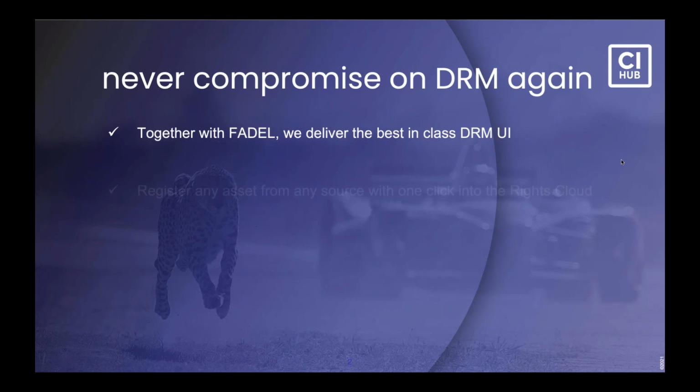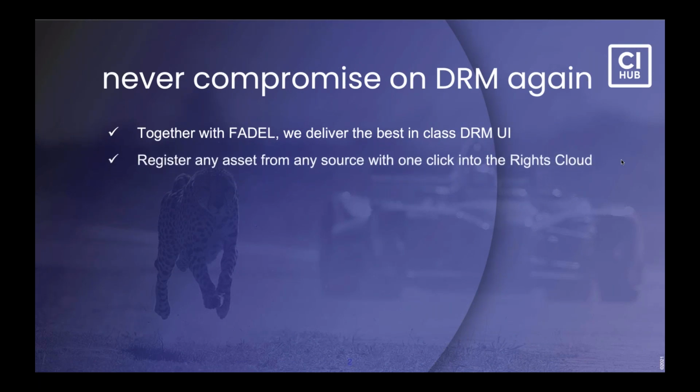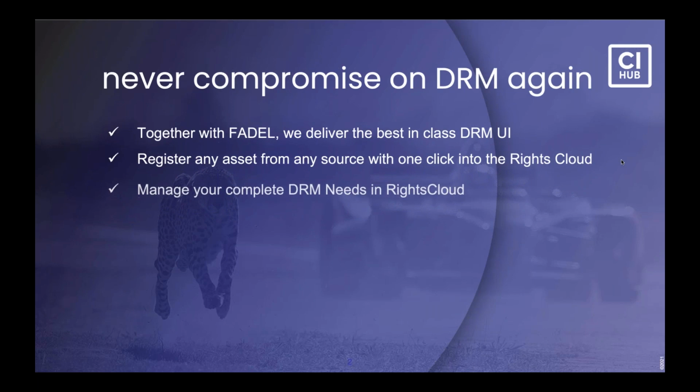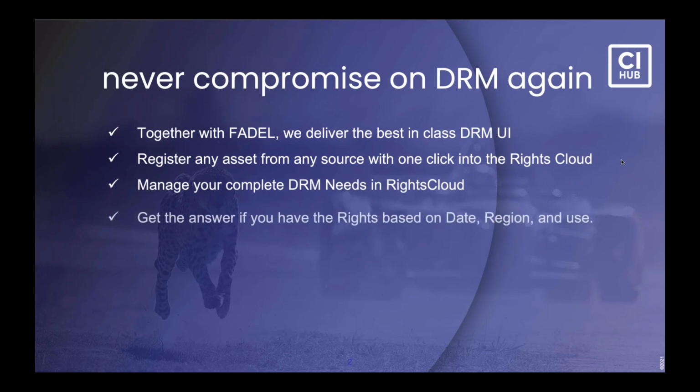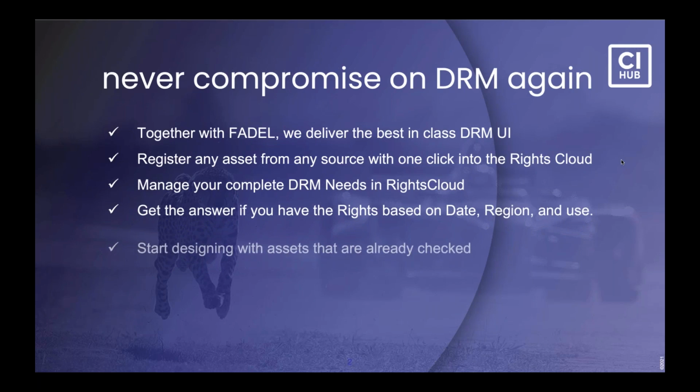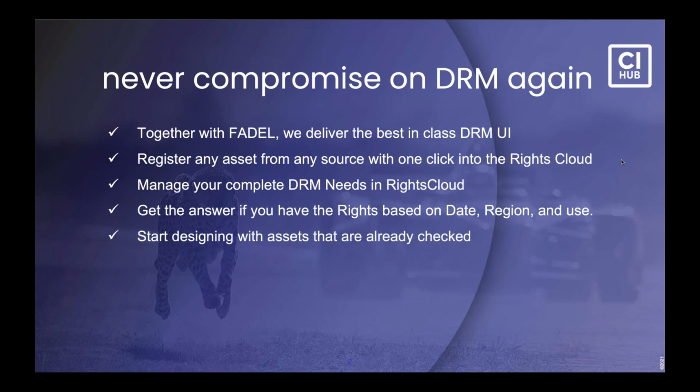We believe that DRM is a really important thing, and we do believe that it really helps to have DRM check really integrated into your daily work, because you can make sure that all of the assets you're using in an asset, so in an InDesign file or in a Premiere Pro file, can be automatically checked based on the date, the region, and the use. And more important, you can do a rights check before you're using the assets, and only use assets that are compliant with the date, time, region, and use you're intending.